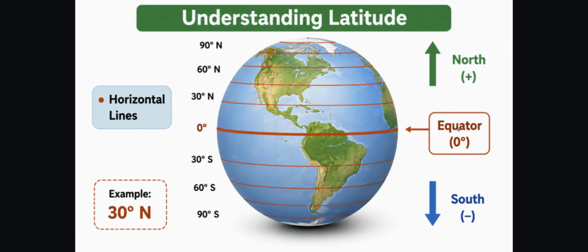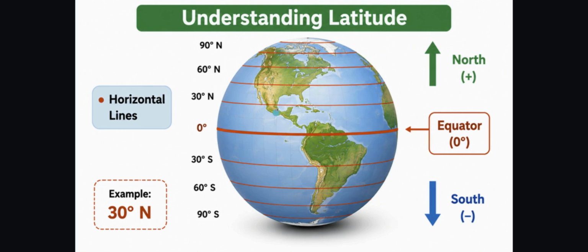Now, let's take a closer look at latitude. Latitude lines are horizontal lines that circle the Earth. Even though they run east to west, they measure how far north or south a place is. The equator is the most important latitude line because it is located at 0 degrees latitude and divides the Earth into the northern and southern hemisphere.